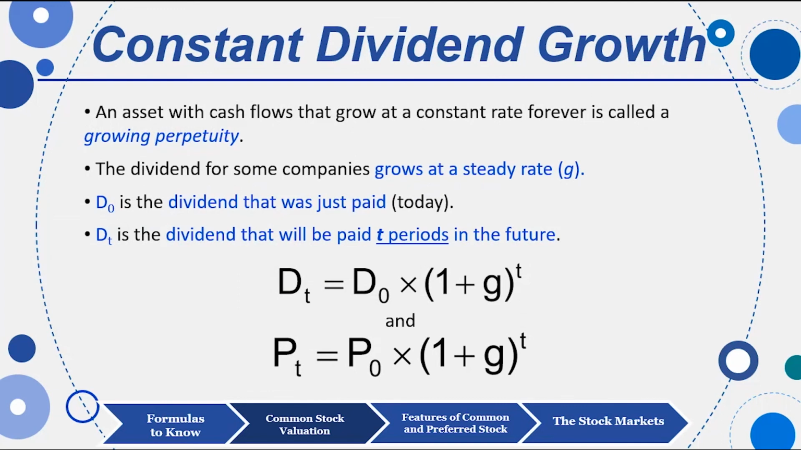Constant dividend growth: the dividend at any time t can be found by taking today's dividend times 1 plus that growth rate to the time t. So the dividend at time 4 would be today's dividend times 1 plus that 4%. If we want D4, t would be 4. You plug in 4 in both places, and you can calculate that dividend very quickly. And similarly, if you have a constantly growing dividend, you can estimate the stock price by taking today's stock price times 1 plus that same growth rate to the time t.